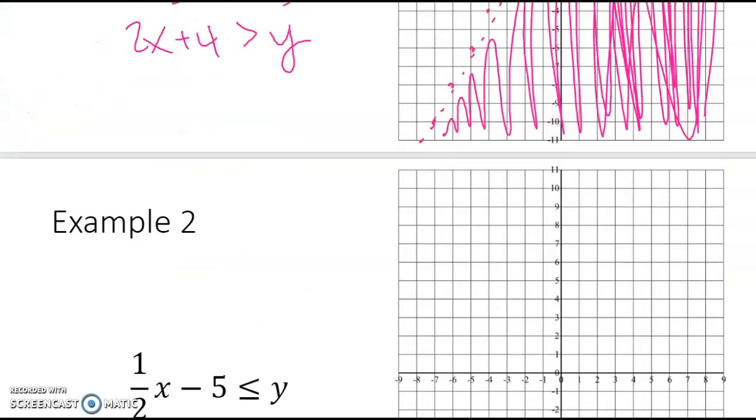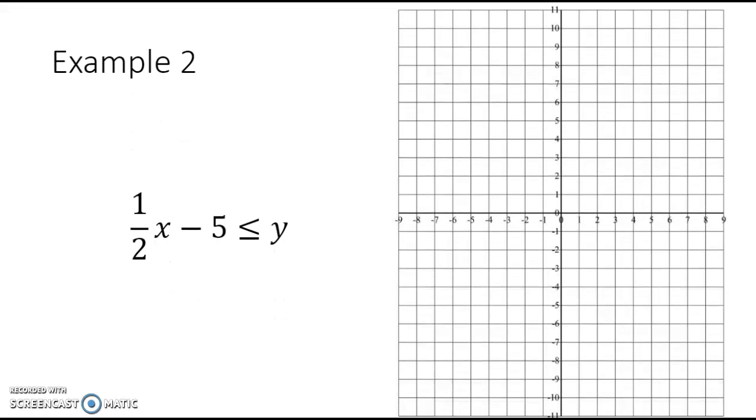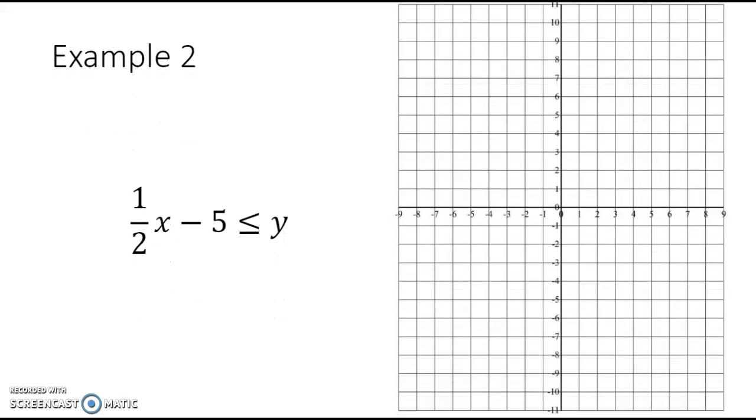All right, let's look at one more example. Here we have the inequality 1/2 x minus 5 is greater than or equal to y. So I want to go ahead and plot my points. I'm going to start with my y-intercept. I'm going to use my slope to plot the rest of my function. I see that here I have a less than or equal to symbol. So I'm going to have a solid line this time, not a dotted line.